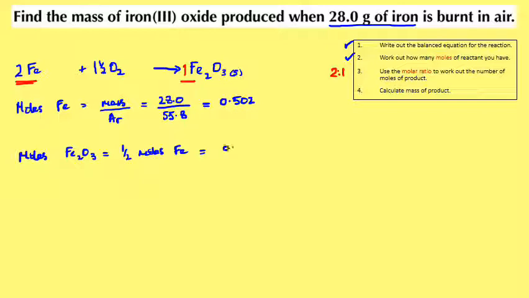And so that is 0.502 divided by 2, and that comes out at 0.251 moles of iron 3 oxide. So now we have done step number 3, because we have the number of moles of product, which leaves us just with step 4, calculate the mass of the product.